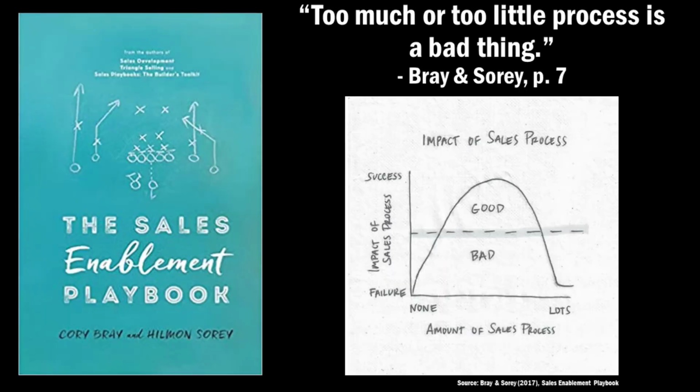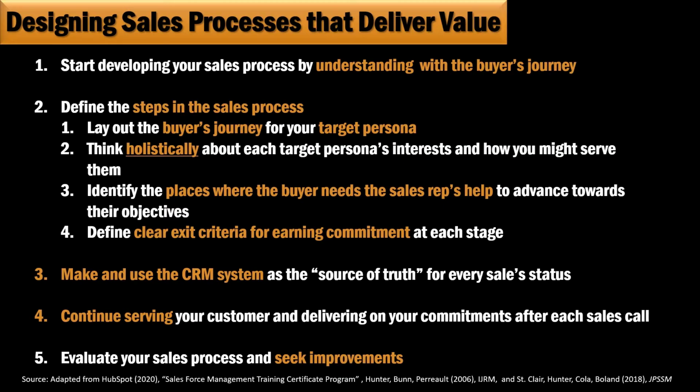Okay, so this is the idea of too much or too little is a bad thing. That's from Bray and Sori, and you kind of see that curve. So if you're thinking about the amount of the sales process from none to lots, and as you move across that line, you can see the impact varies based on how much detail you have in the sales process. So you're trying to find just the right balance in developing a sales process that isn't too much or too little.